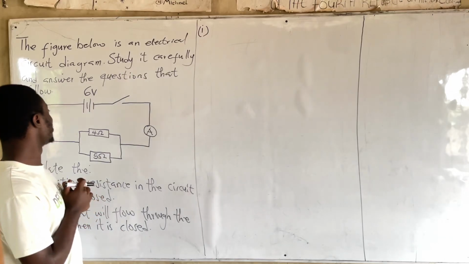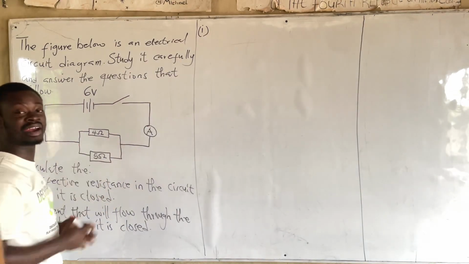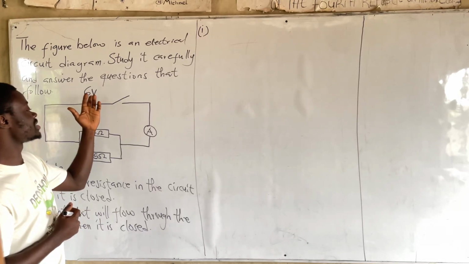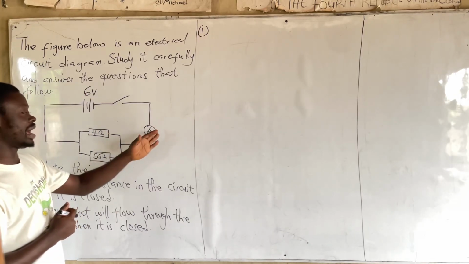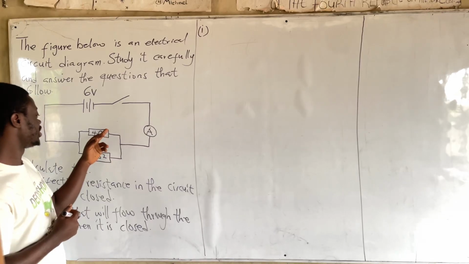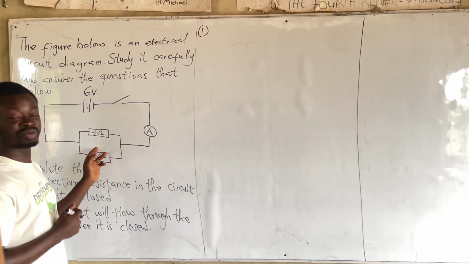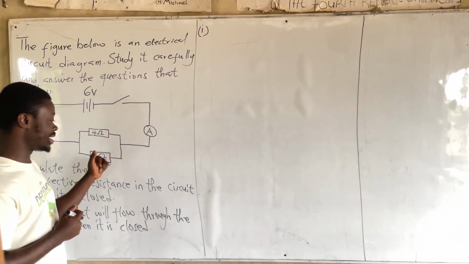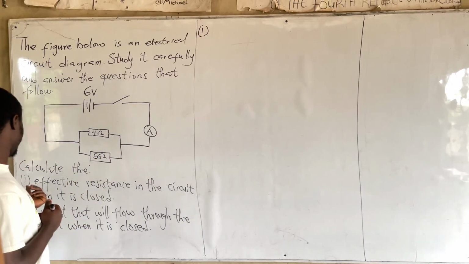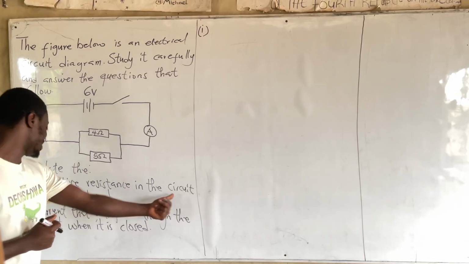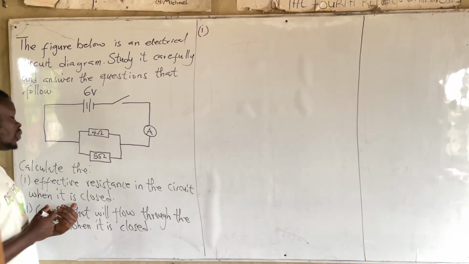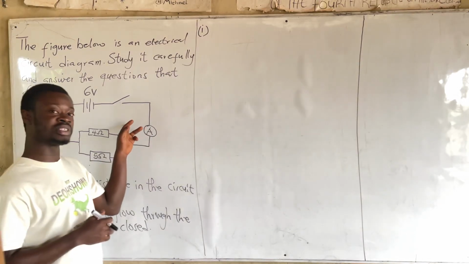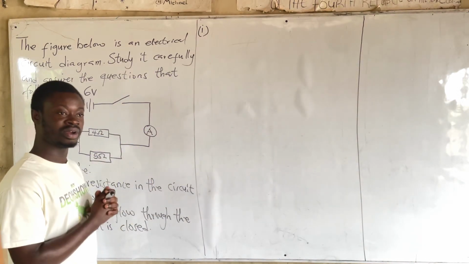Okay, so there is an electrical circuit diagram on the board, and we have our battery here that is 6 V. We have the ammeter, and then we have the two resistors here that have been arranged in parallel. So this is in parallel connection. We should calculate the effective resistance in the circuit when it is closed. When the circuit is closed, it means current is flowing through the circuit.